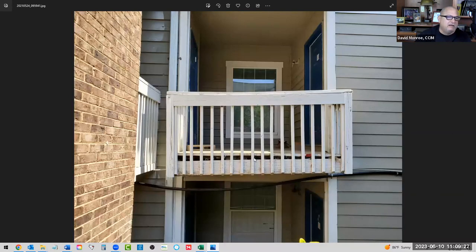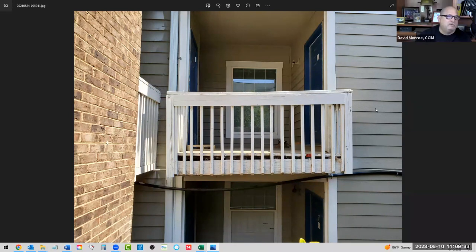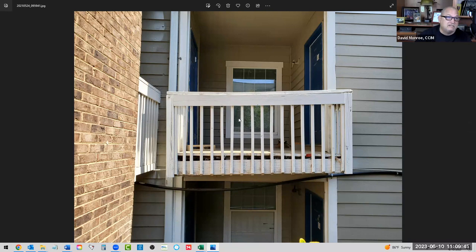There's that same balcony. Look at the gap from end to end. Why do we care about this? Well, probably the foundation's sinking there. What else could it be, what code violation could we have here? Safety. You're losing height on that end. What if somebody leans against this? Yeah, exactly.